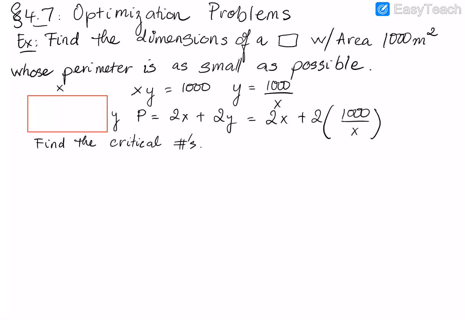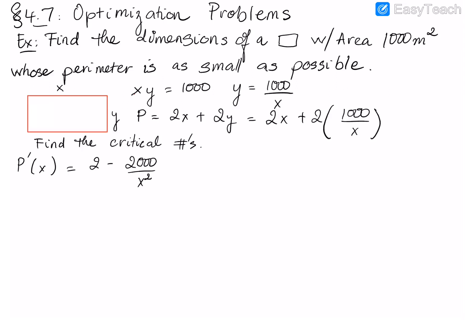In order for us to find the critical numbers, you need to take the derivative and set it equal to 0, or find the values where the derivative does not exist. So let's take the derivative. The derivative of the perimeter, P prime of x, is going to be 2 minus 2,000 over x squared. Hopefully by now you know how to take the derivative really well.